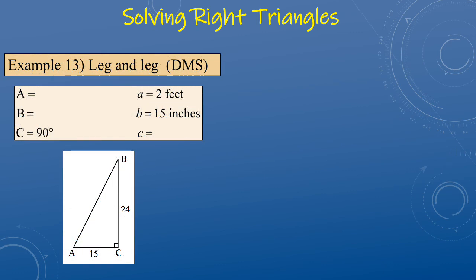Our last example is a leg and a leg, and we are asked to find our angles in degrees, minutes, seconds. We have little a is 2 feet, little b is equal to 15 inches. Obviously, there's a trap here, as the units are not the same. We must choose whether to work in inches or feet. There's no one right way to do it. It is easier probably to work in inches, as everything will be integers. So little a is 24 inches, and that is shown by the picture drawn somewhat to scale.